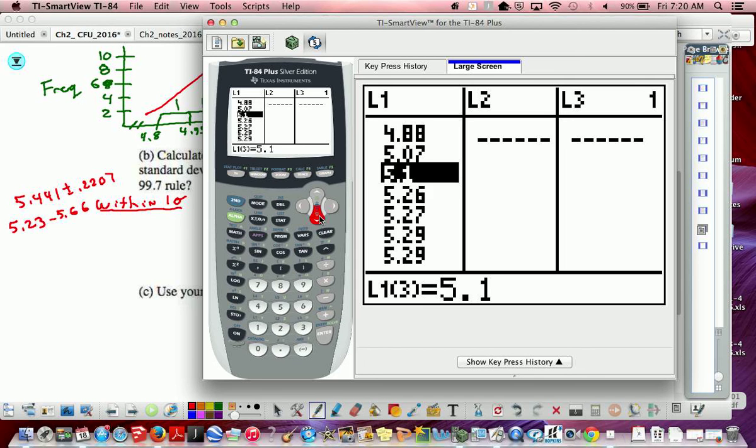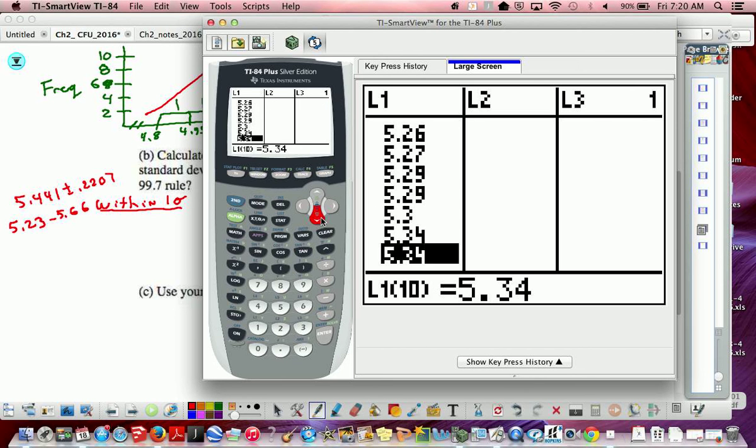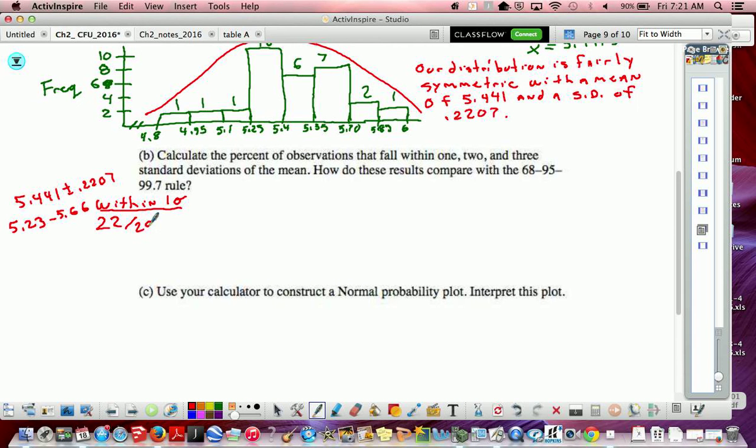So right now if I look here, I have 1, 2, 3, 4, 5, 6, 7, 8, 9, 10, 11, 12, 13, 14, 15, 16, 17, 18, 19, 20, 21, 22 scores. So I have 22 scores out of 29, and that is about 75.9% of the scores. So compared to 68, it's a little bit on the high side.